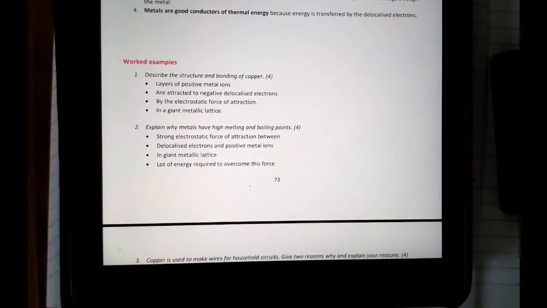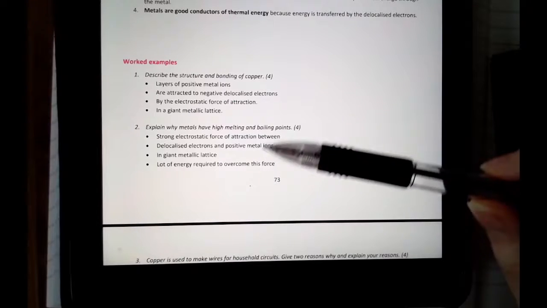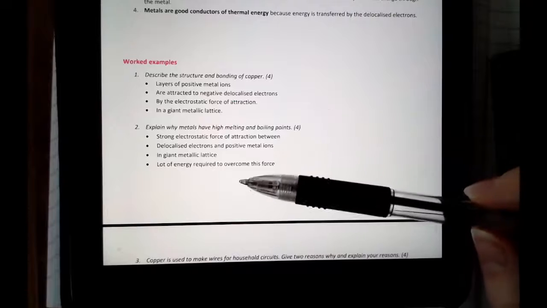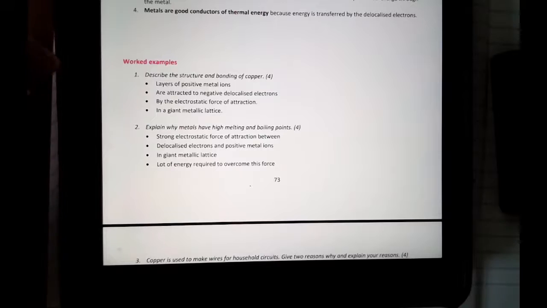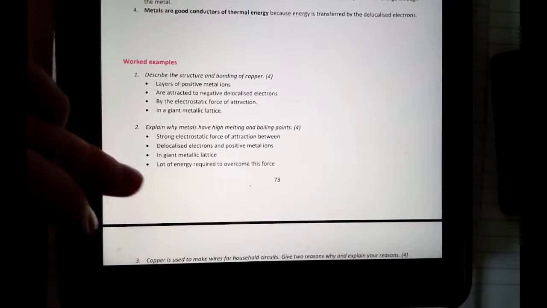If they ask you why metals have a high melting or boiling point, they could say, why does iron have a high melting point? Or they could say, why is calcium a solid at room temperature? Anything along those lines. You're going to write out pretty much the same answer of what you've got above, but you're also going to mention that a lot of energy will be required to overcome this force. You're always going to talk about energy when you're talking about melting and boiling points.